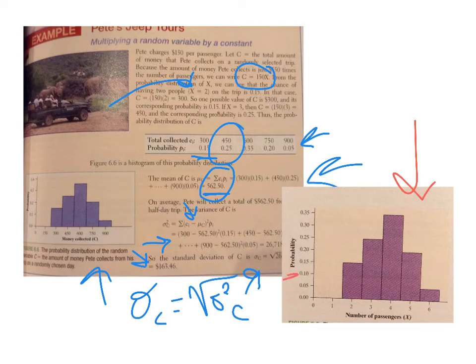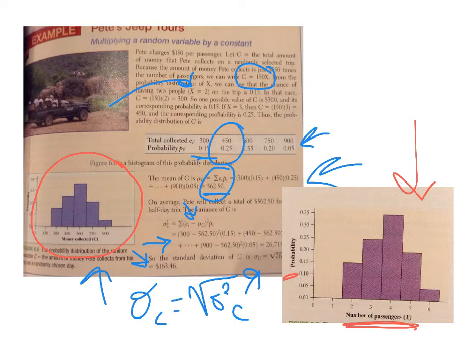Now you can see we put up this histogram showing the distribution, the probability of him having those numbers of passengers, and we compare it to this histogram over here, which is our probability of the money collected. You'll see the shape is the same. My measures of center have shifted by a factor of 150, because I was multiplying everything by 150, and my measures of spread have shifted as well.